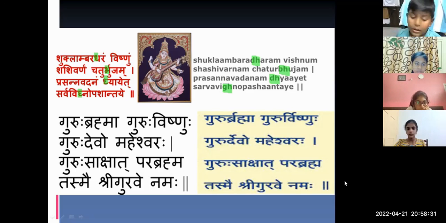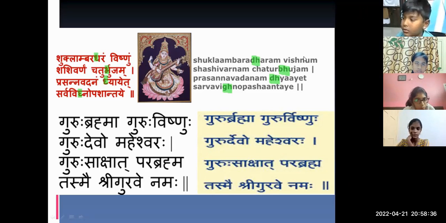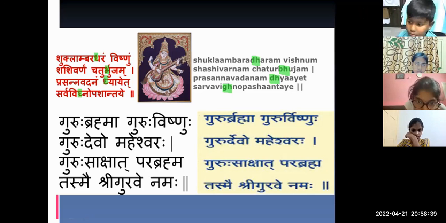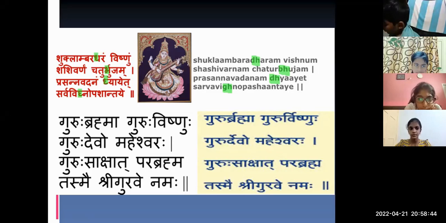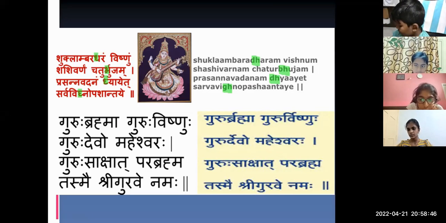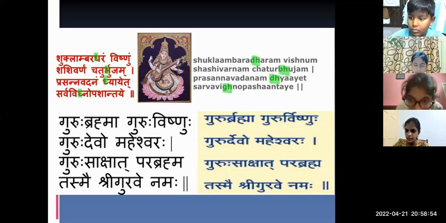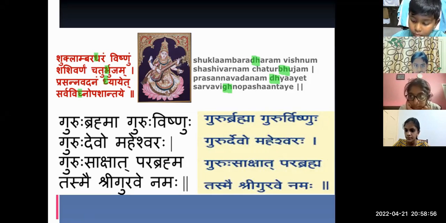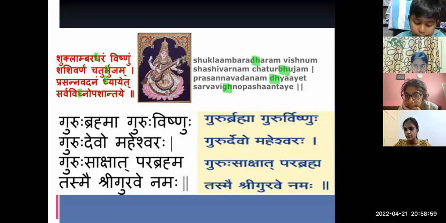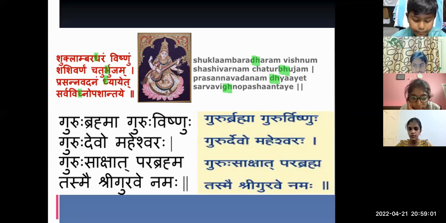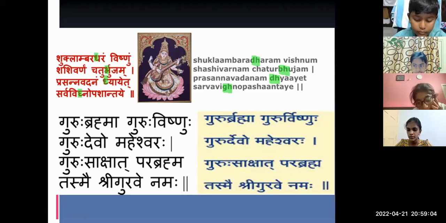Now let us see what is written in blue, you can concentrate. Guru Brahma becomes Gurur Brahma. Do you know the difference between Brahma and Brahma? Anybody? Narayani? Brahma is longer and Brahma is shorter. Very good. What is the meaning of the word Brahma and Brahma? One is longer, one is shorter.